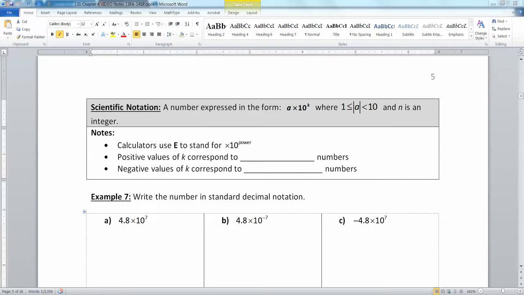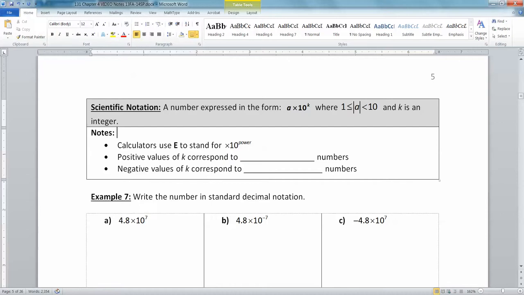Now, scientific notation is in the form a times 10 to the k, where a is between 1 and 10. It can be as low as 1. It can't quite get up to 10. It could go 9.999, but it can't go 10. Basically, you need a single digit to the left of the decimal point, and then the decimal point, and then everything else afterwards. And this is a typo here. It should say k is an integer, not n.